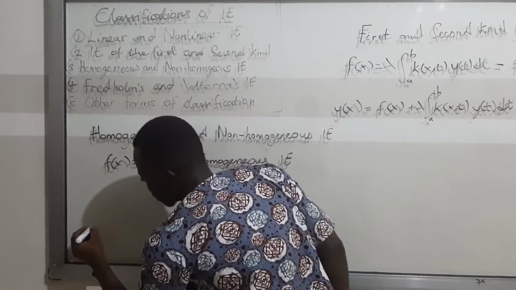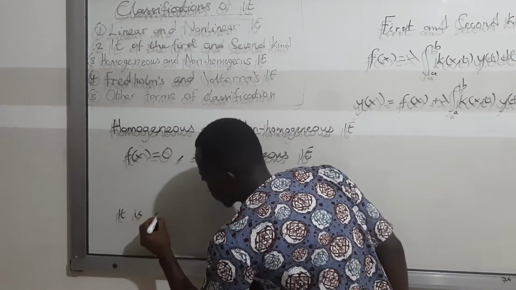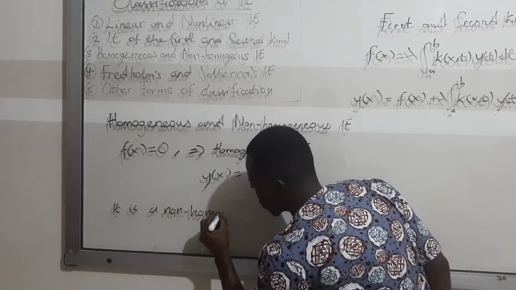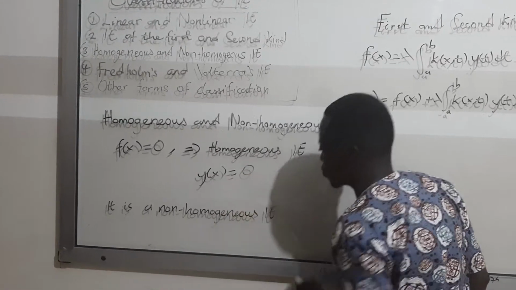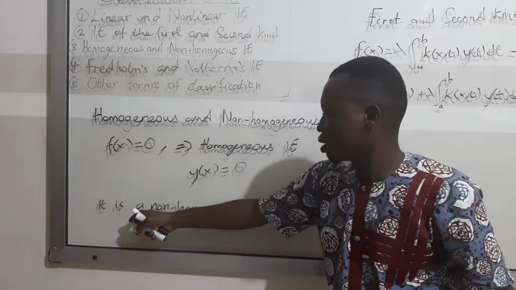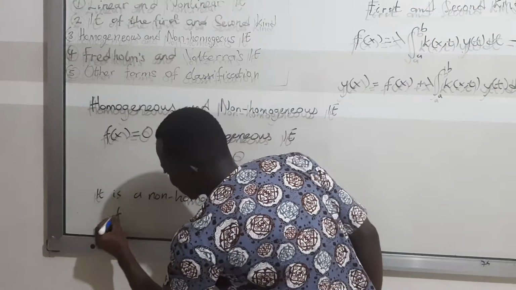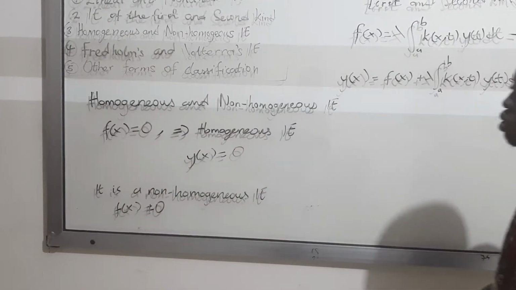Otherwise, it is a non-homogeneous integral equation. That is when f of s is not equal to 0. That's the free term is not equal to 0.